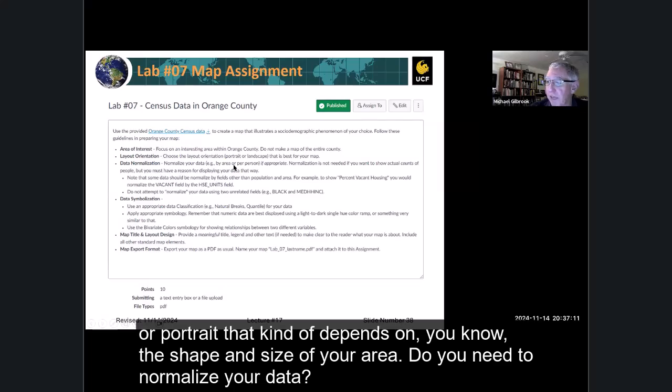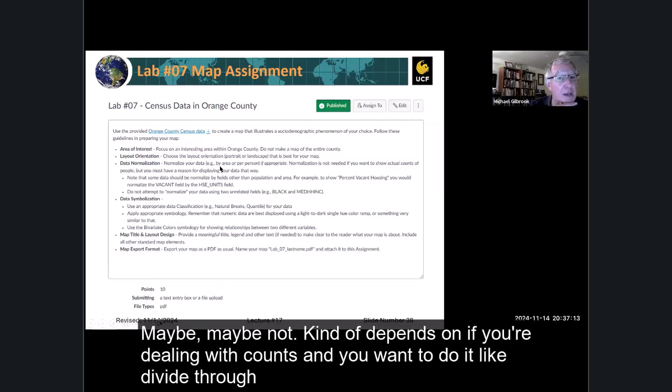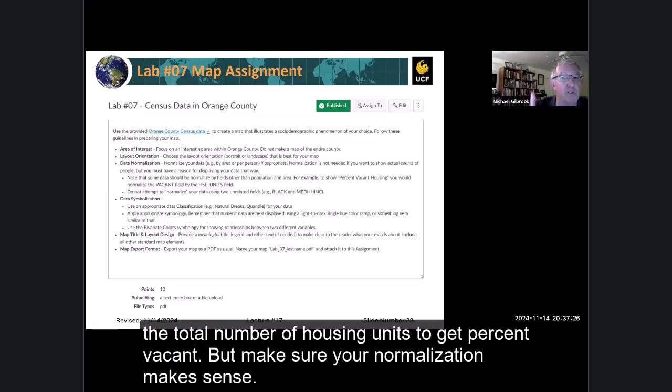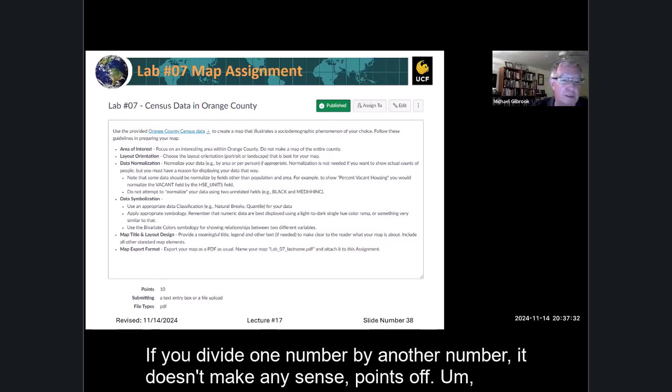Do you need to normalize your data? Maybe, maybe not. It depends on whether you're dealing with counts and you want to divide through by population, or, if you've got something like vacant housing units, you could divide through by the total number of housing units to get percent vacant. But make sure your normalization makes sense. If you divide one number by another number and it doesn't make any sense, points off.